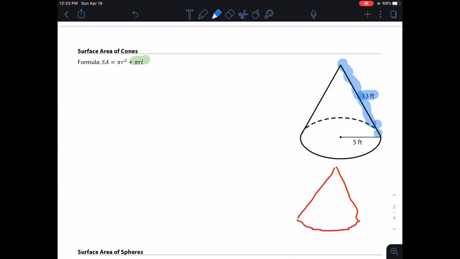So if we want to find, you know what, we could actually call this red thing a slice of pizza. It also kind of looks like a slice of pizza. Now I'm getting hungry.